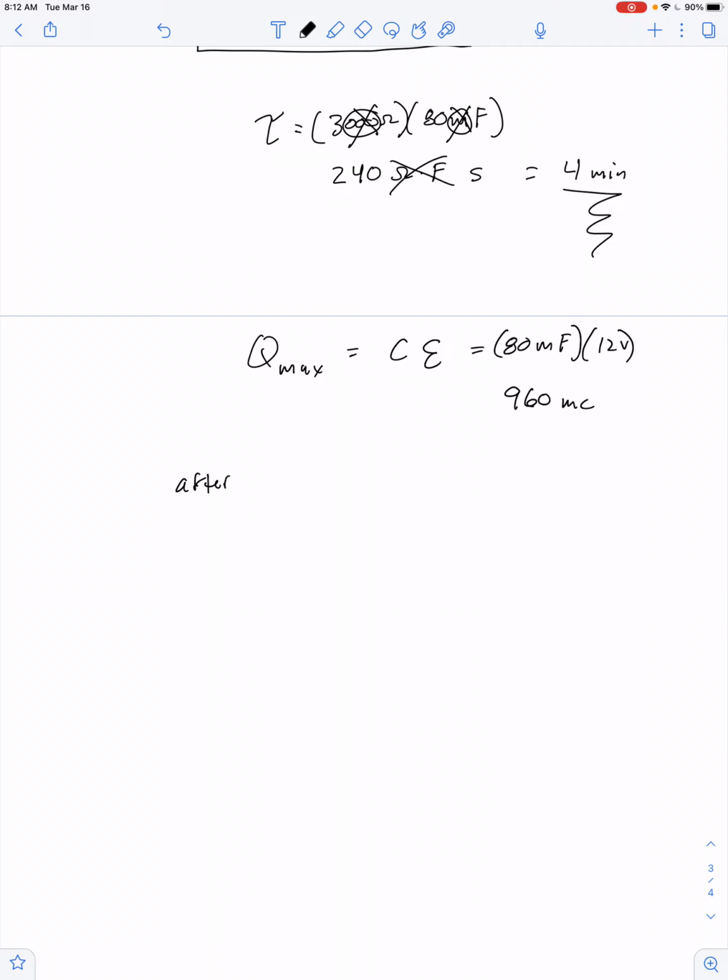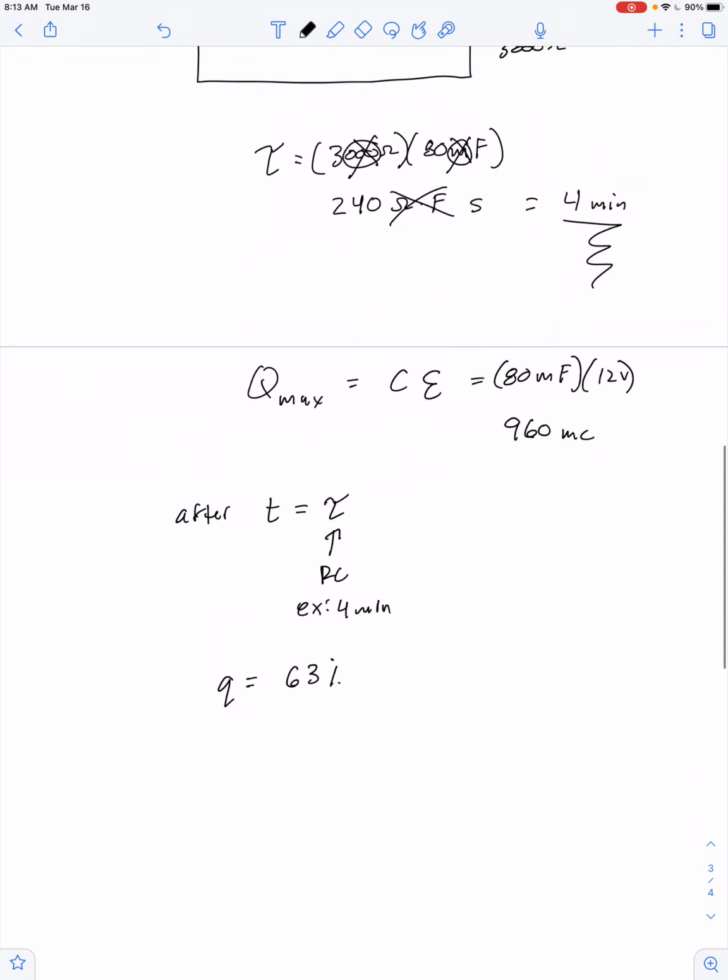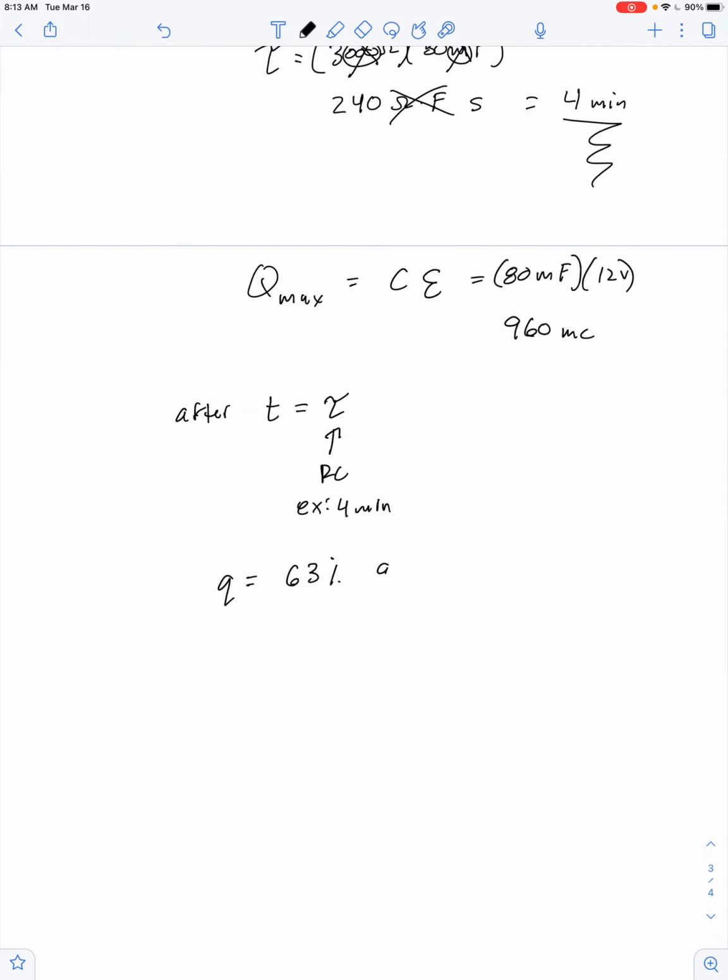So after the time is equal to the time constant tau, which is the product of R and C, which in our example is 4 minutes, then the amount of charge is equal to 63% of 960 millicoulombs, which would be equal to, got to reach for my calculator, which would be about 605 millicoulombs.